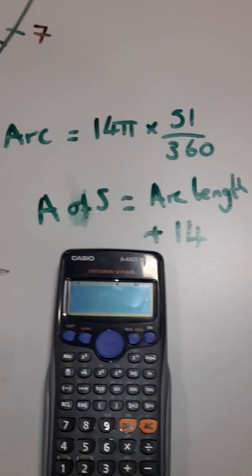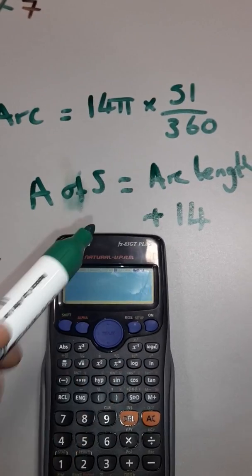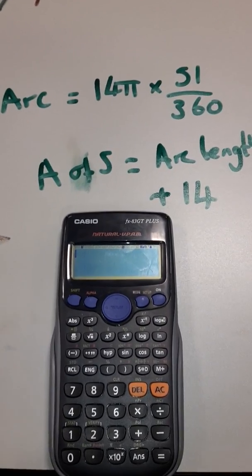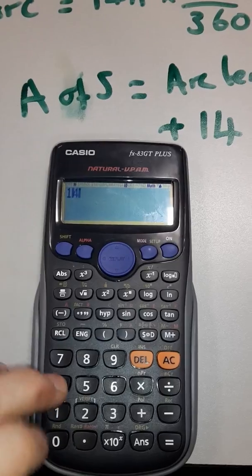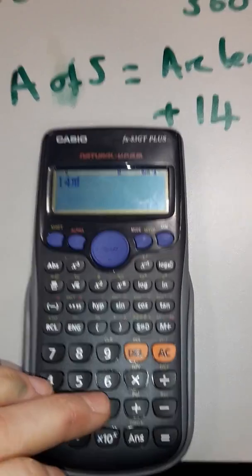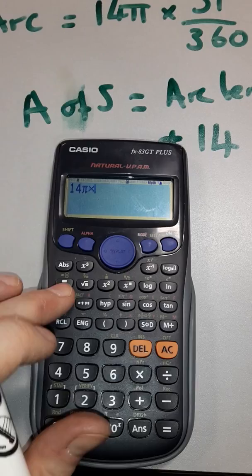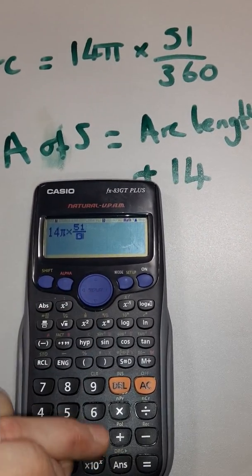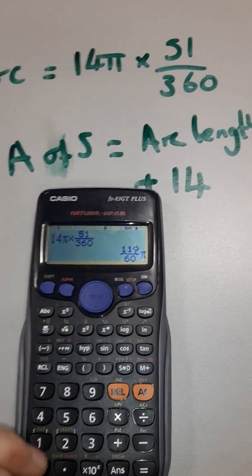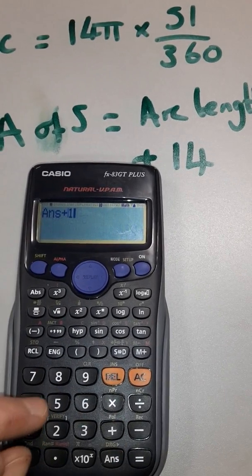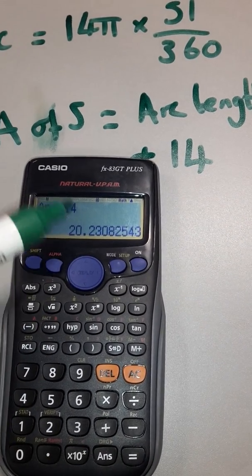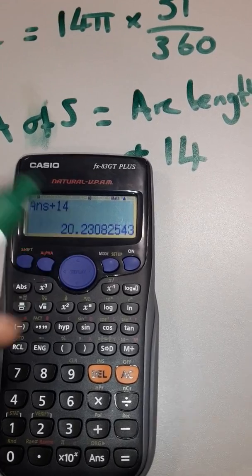Notice I write a lot of extra detail, I label everything. So in my exam, if I do have to leave it and come back to it, or I have time to check it, I can follow my logic really easily. So we have 14 pi times 51 out of a possible 360 degrees. And then I'm going to add on 14. So we end up with 20.23, and that's what I'm going to round it to.